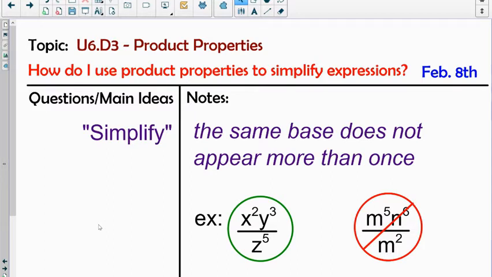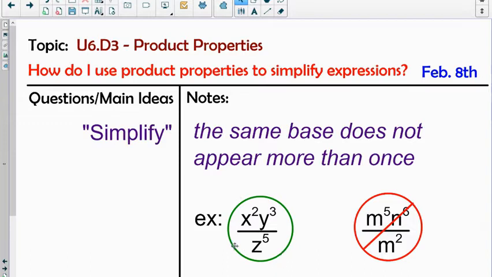Last week when we looked at our first couple lessons, we were reminded that simplifying means that you can't have any exponents of 0, 1, or even negative exponents in your answer. Now today when we simplify, we're going to add to that and say that the same base can't appear more than once within a problem. So here are some examples.